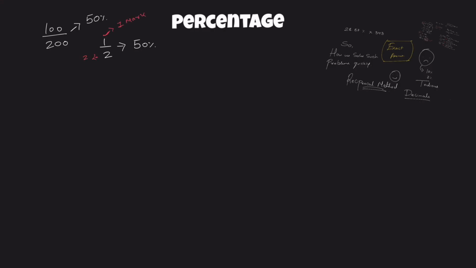50%. Similarly, say the exam is of 2 marks and you scored 1 mark. So what percentage did you score? 50%. Similarly, you scored 1 out of 3. 1 is what part of 3? 33.33%. Or else you can look at it in this way as well.